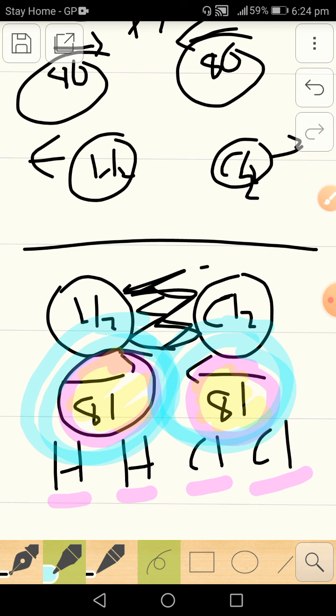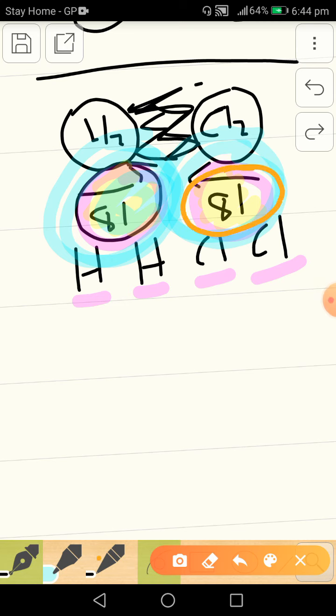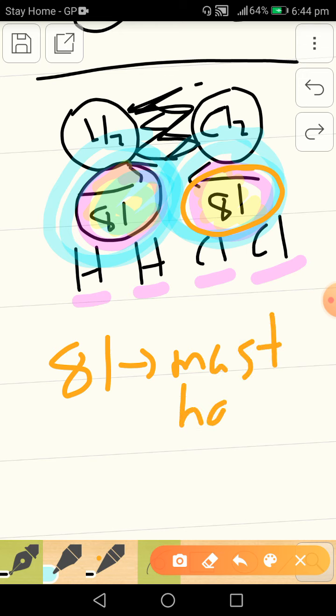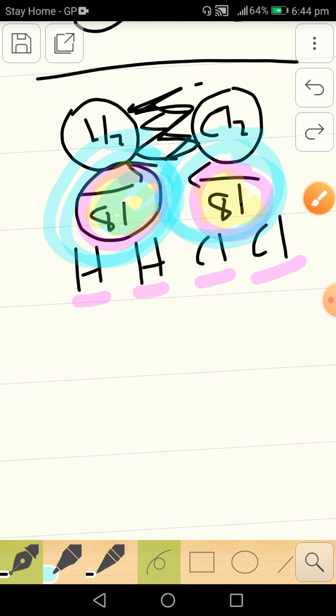Okay, but this 81 kilojoule energy is the energy that the particles must have. Okay, here we are now going to differentiate between the activation energy and the energy that the particles have. Okay, so this 81 is the energy that the particles must have at minimum so that they can collide and react.